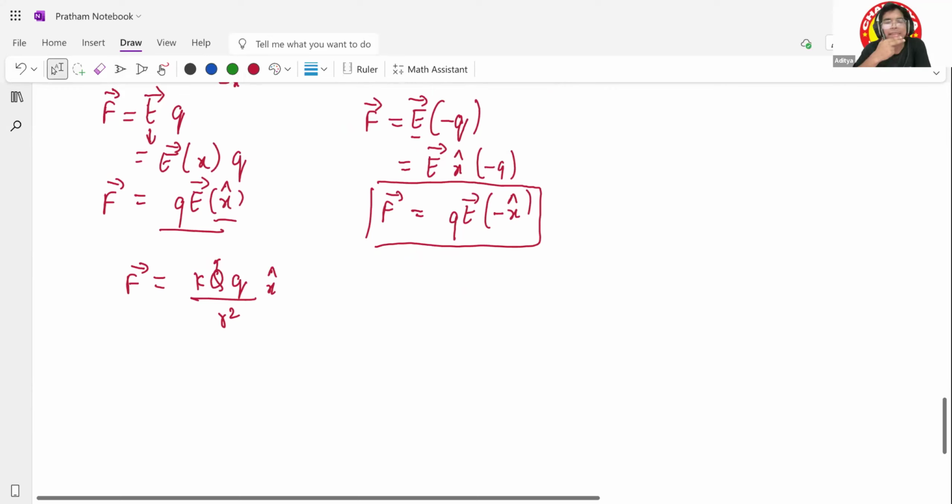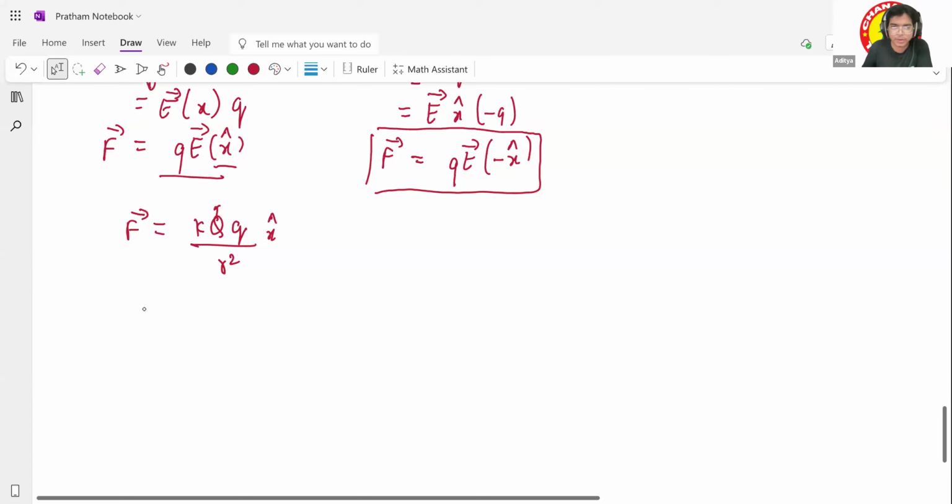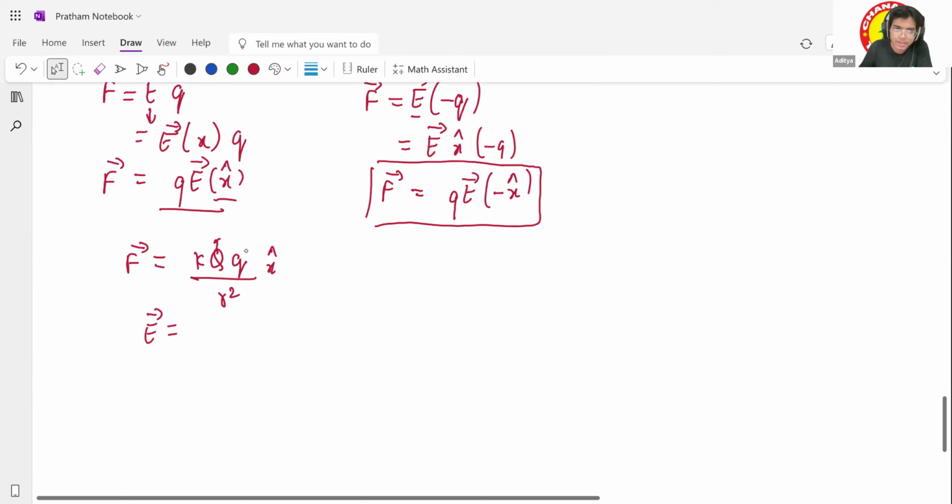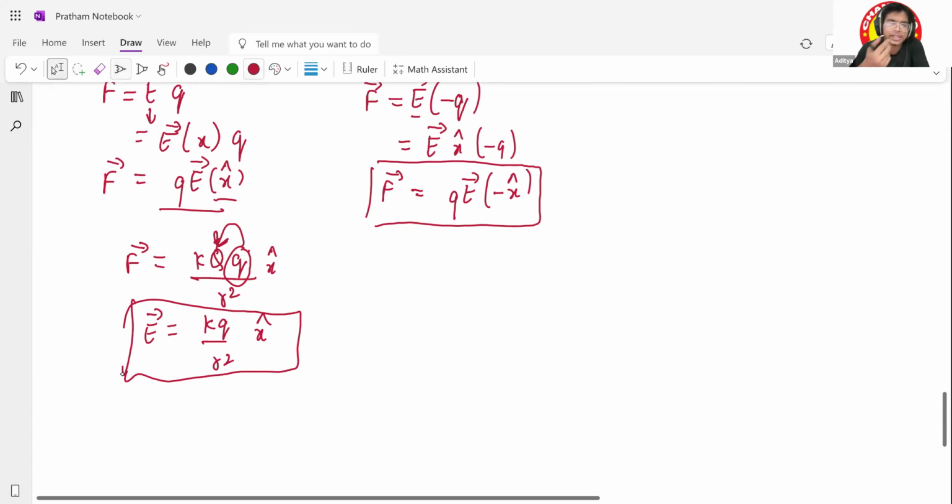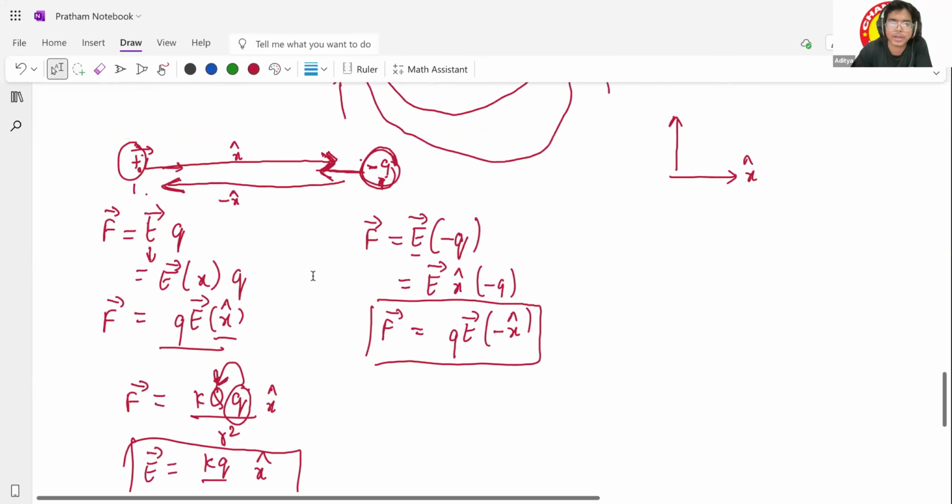If you have to find the electric field due to this q charge, basically due to this charge, it means you are checking on this one. Is it clear? So you just have to remove this: k q over r square divided by this vector. These things you have to study. Any doubt in this electric field part?